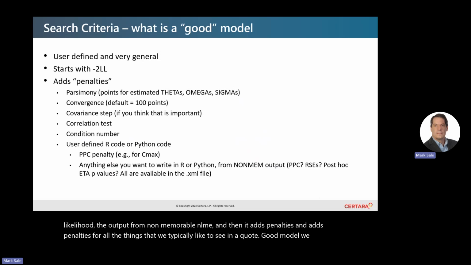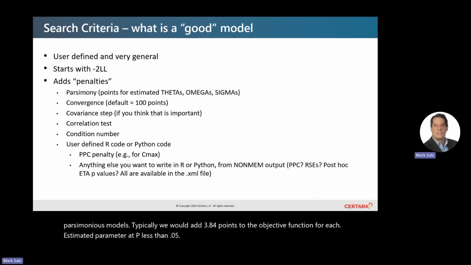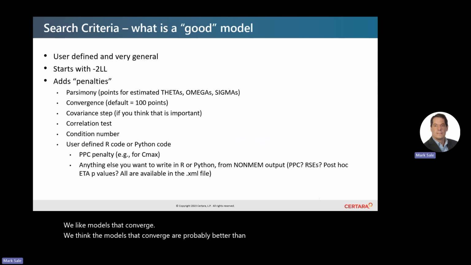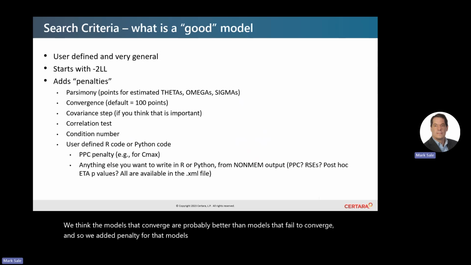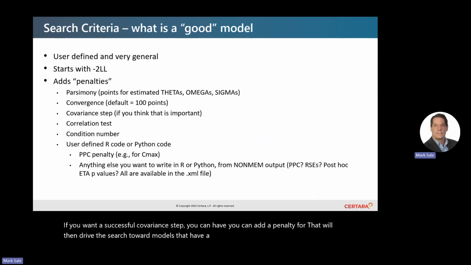We like parsimonious models. Typically, we would add 3.84 points to the objective function for each estimated parameter at p less than 0.05. We like models that converge. We think the models that converge are probably better than models that fail to converge, and so we add a penalty for models that fail to converge. Similarly, for a covariance step, if you want a successful covariance step, you can add a penalty that will then drive the search toward models that have a successful covariance step. Same for correlation task, condition number. And finally, there's an option for including user-defined R code.